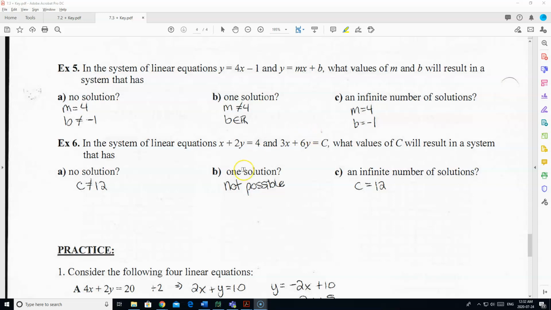Okay, and then one solution. One solution is not possible because, like I said when I just did the equations, these two equations have the same slope, so this is not possible. We went over C, and then for no solution, it means that as long as they don't have the same y-intercept, so as long as C is not 12, these equations would be different, right? So again, if that didn't make sense, just put it in y equals mx plus b, then it's pretty simple, right? C is just representing the y-intercept.